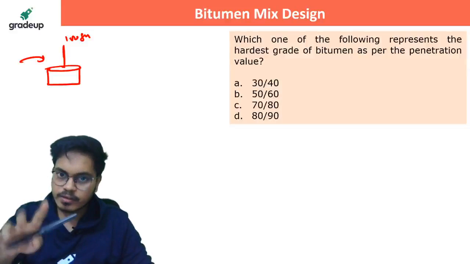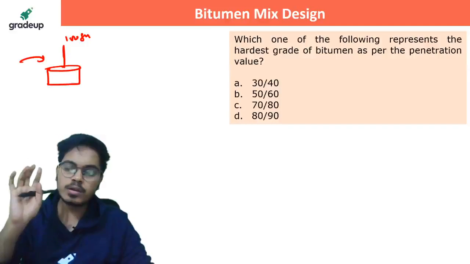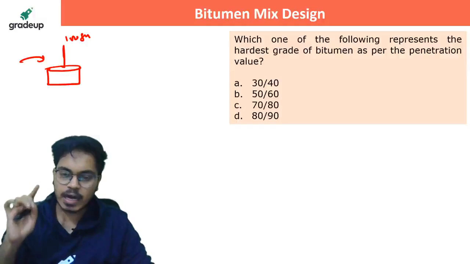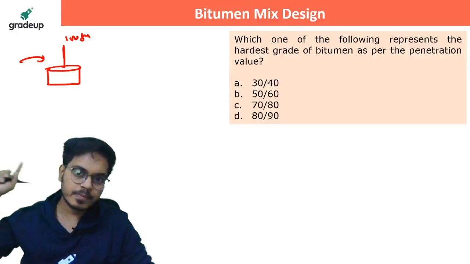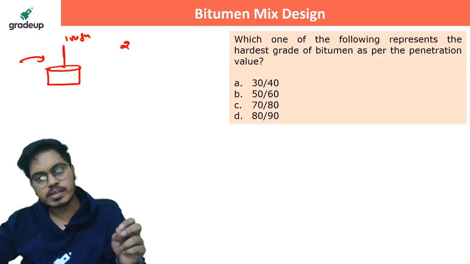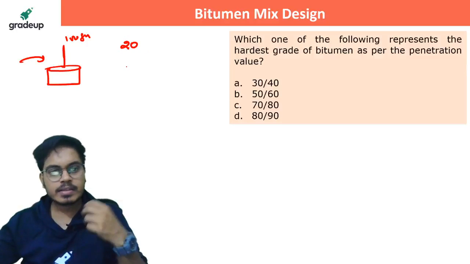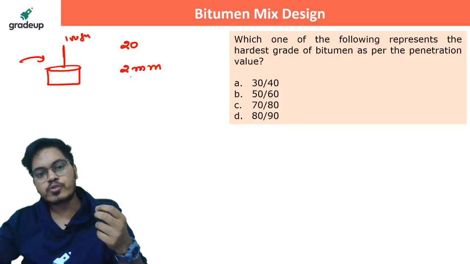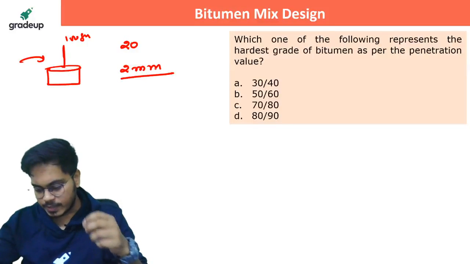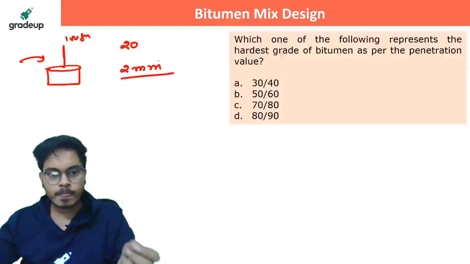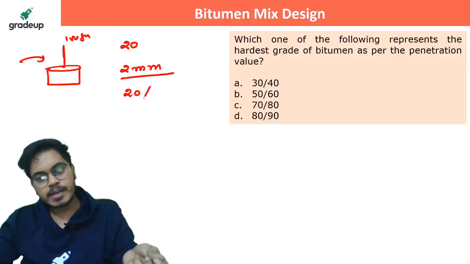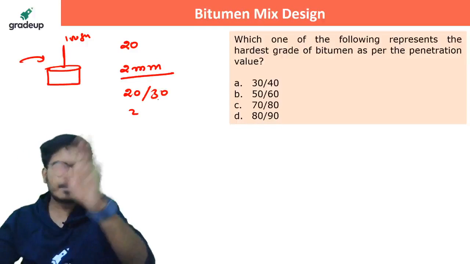And after the free fall, we wait for 5 seconds, and after 5 seconds, we measure the reading. So if the dial gauge is showing us a reading of 20, then it means the penetration is 2 mm, right? Okay, so I can represent it by 20 by 30, meaning 2 mm to 3 mm was the penetration.